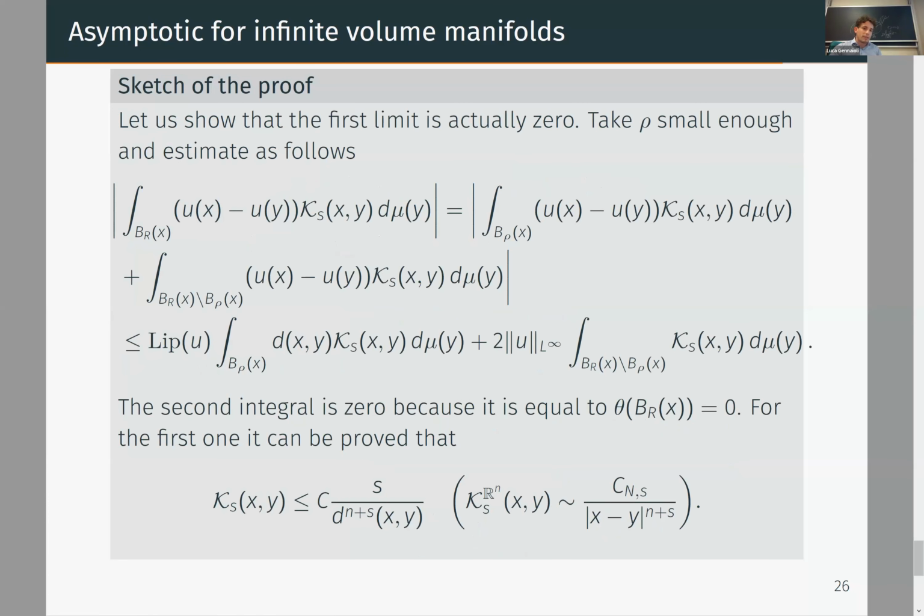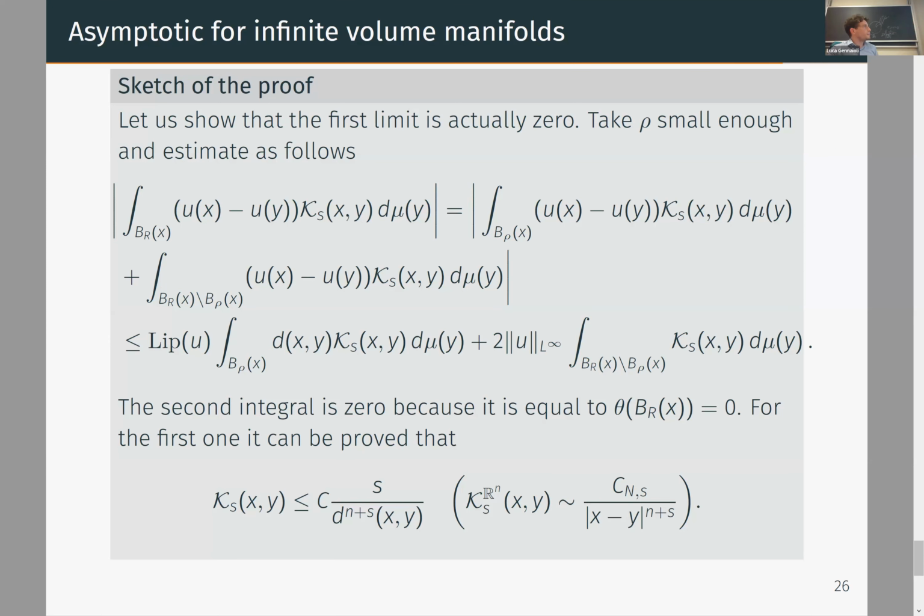Now since u is smooth, you can do basically whatever you want. So you break the integral inside of the ball in two pieces. One where u(x) and u(y) are really close, so where x and y are really close, so you choose this rho small enough, and the other one outside. It's easy to see that the first one you bound with the Lipschitz constant times the distance function, and the second one you just bound with two times the L infinity norm times the integral.